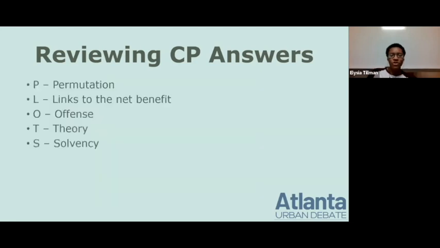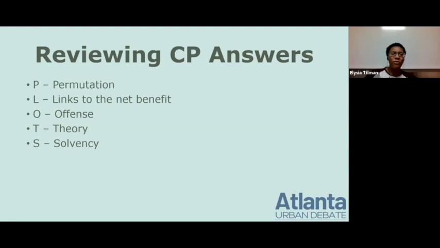So the acronym that we can use to remember some of the strategies for answering counter plans is PLOTS. I want to stress that these are all options for things to do against a counter plan, but it's not that you have to do all of these things, or even that you should do all of these things for a given counter plan.